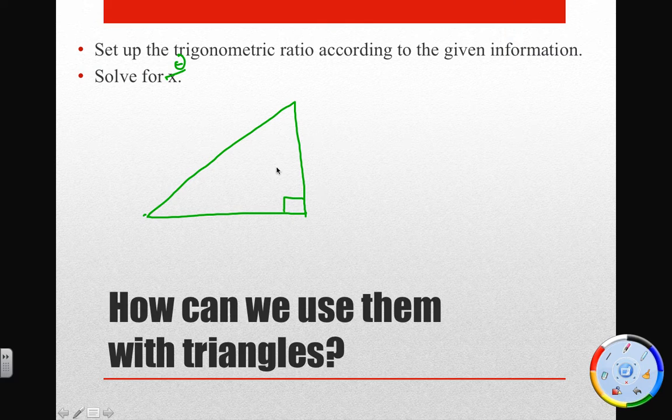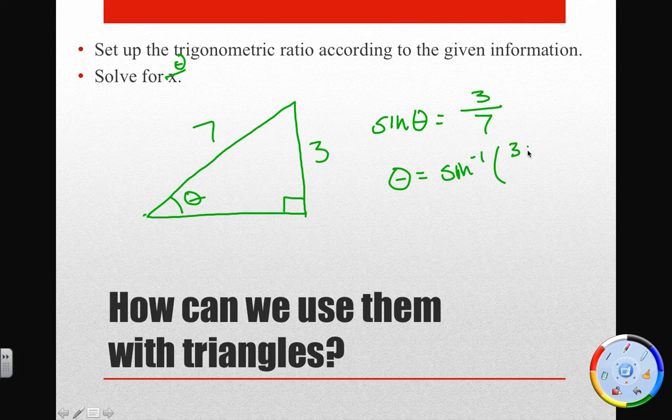Now, we can only deal with right triangles right now. And let's say theta's here, and they give you 3 and 7. Well, according to theta, you have the opposite and hypotenuse. That means sine of theta is equal to 3/7. Stuff we've done before, but now we want to know what is theta. Well, theta is going to be the sine inverse of 3/7, sine inverse of 3 divided by 7.